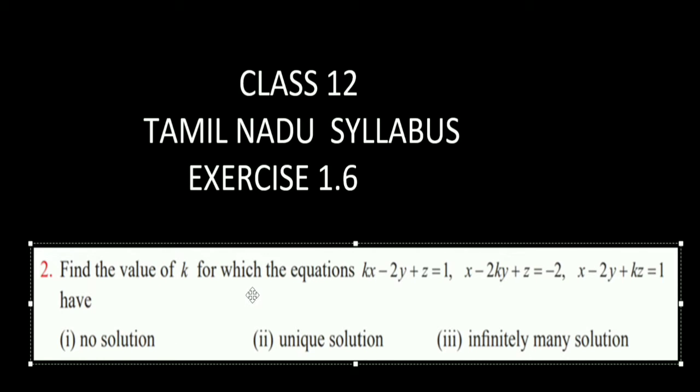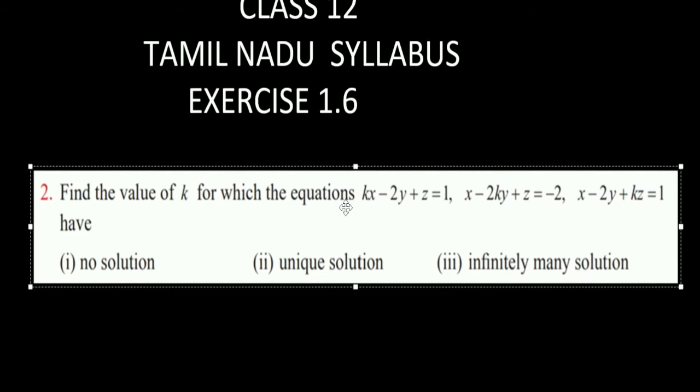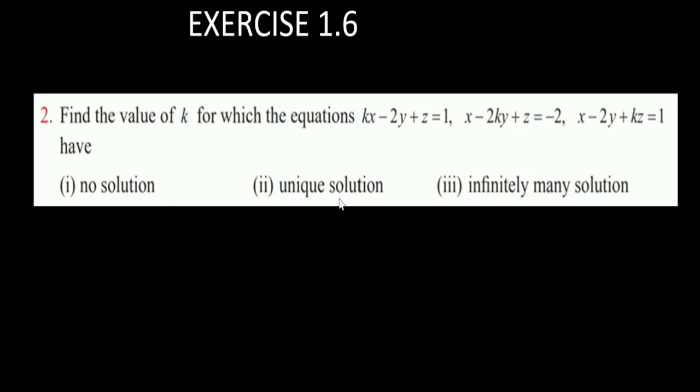Find the value of k for which the equations kx minus 2y plus z equal to 1, x minus 2ky plus z is equal to minus 2, x minus 2y plus kz equal to 1 have no solution, unique solution, infinitely many solutions. First we are going to write the augmented matrix AB.